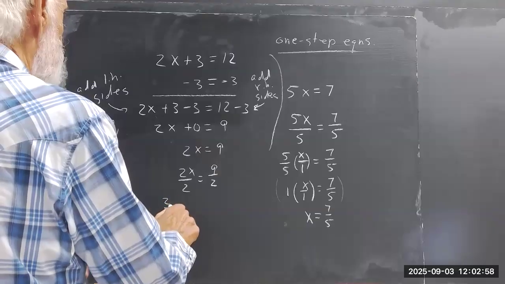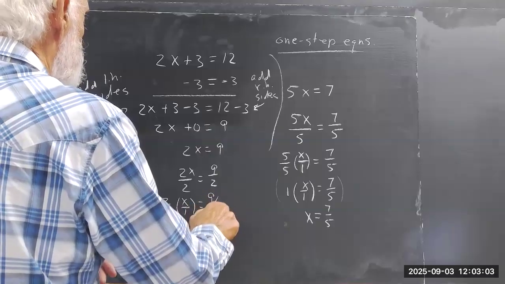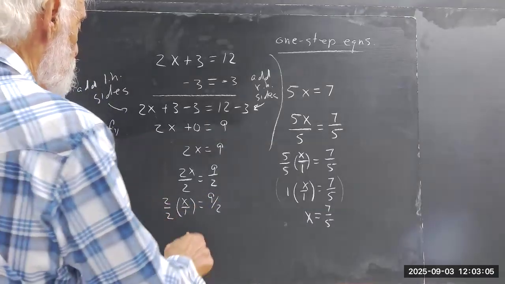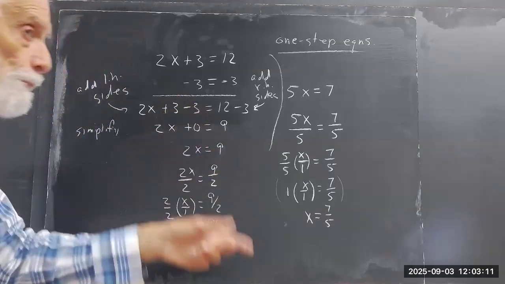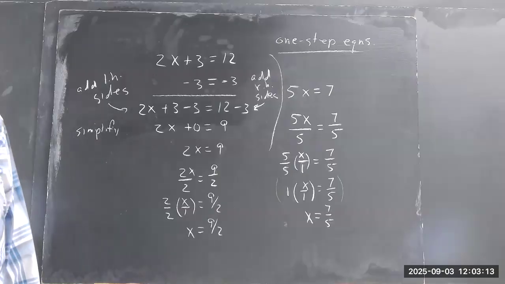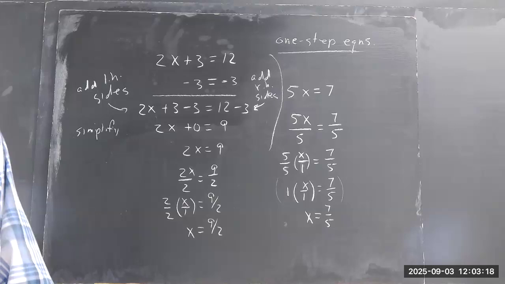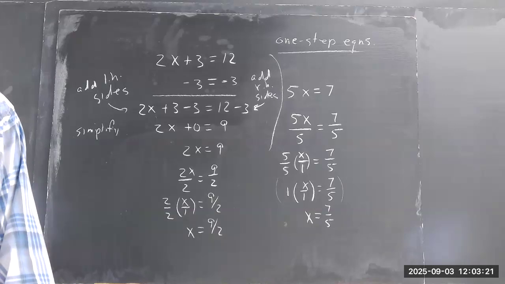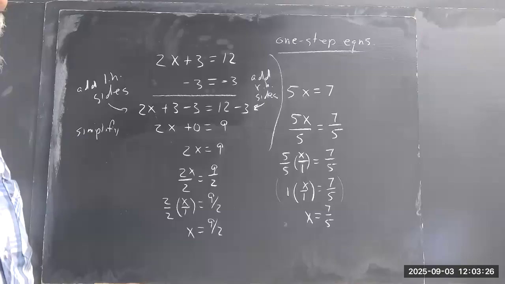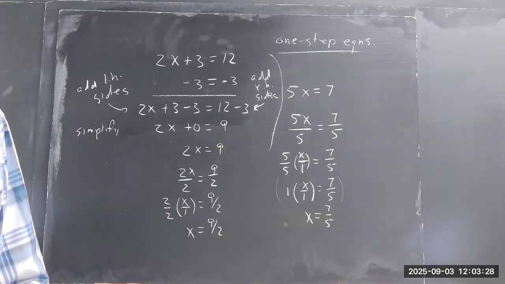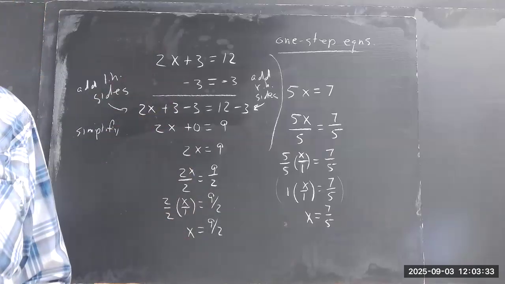I recommend you write this as 2 over 2 times x over 1 equals 9 over 2. So you can see that this is 1 and this is 1, and this is x equals 9 over 2. That's extra steps, but these one-step equations are short. Instead of being able to write out your answer in 30 seconds, it might take you 45. And it's more detailed than you want to go to when you get into more complicated equations. But I recommend that you write them out in this form.